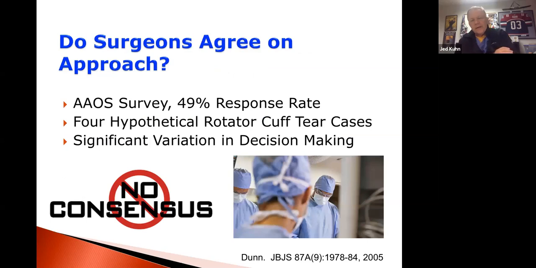Next slide. Warren Dunn did a survey of the Academy members. He got a 49% response rate. He gave them different hypothetical rotator cuff tear cases, and there was a lot of variation in how the surgeons approached those patients, and a lot of variation in how they expected the patients would do after their treatment. And again, that tells you that there's really not a consensus on who needs surgery and who doesn't.